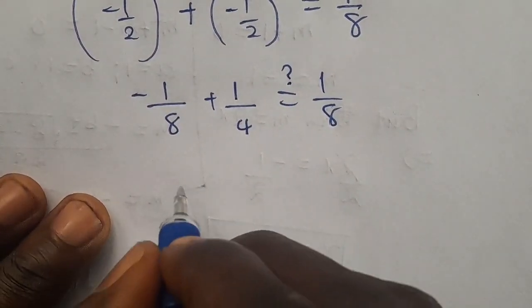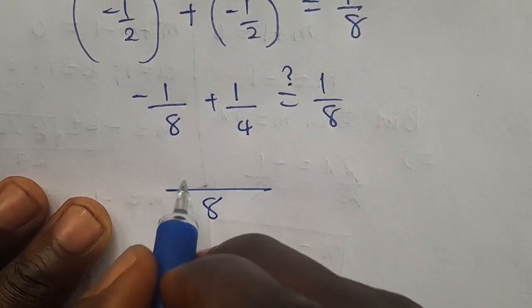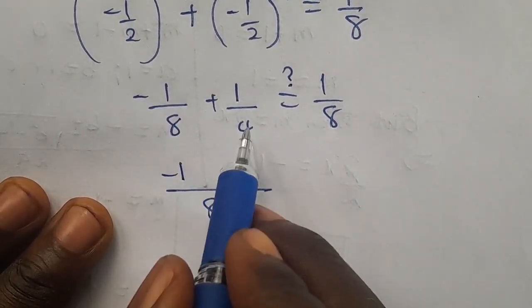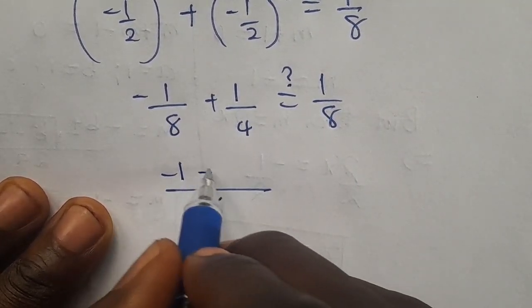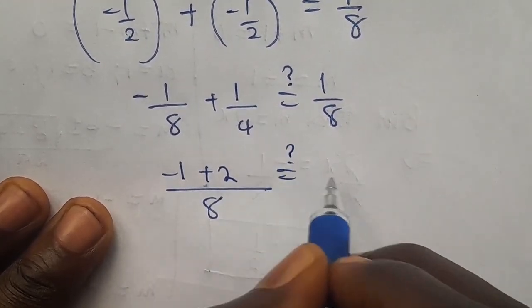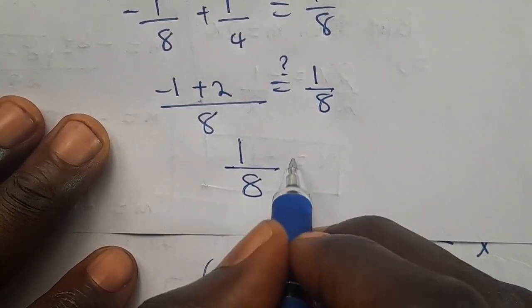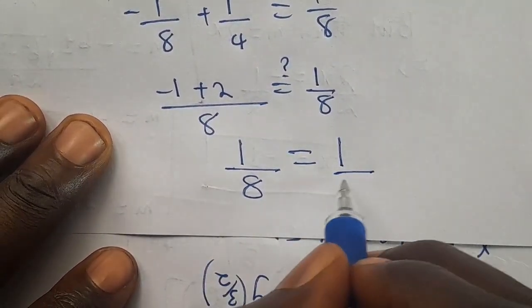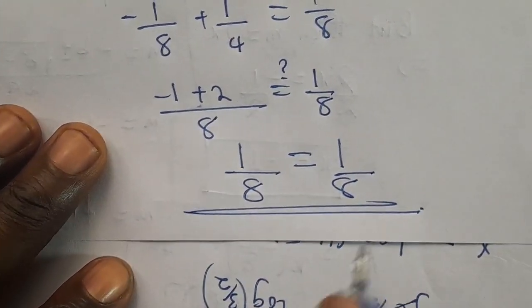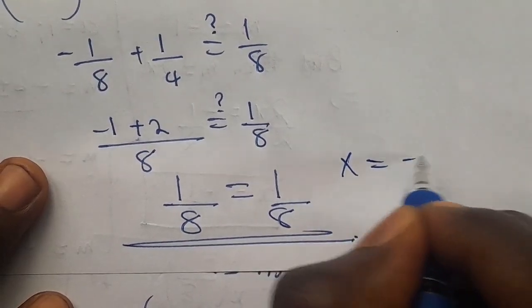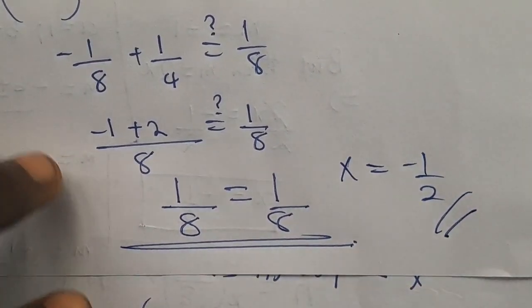From here, we can find the LCM as 8. We have minus 1 here, 2 here, 4 here, 1 over 4 in this, we have it to be plus 2. Then is it going to give us 1 divided by 8? Minus 1 plus 2 will give us 1 divided by 8 equals 1 divided by 8. So this is true for the value of x equals minus 1 over 2.